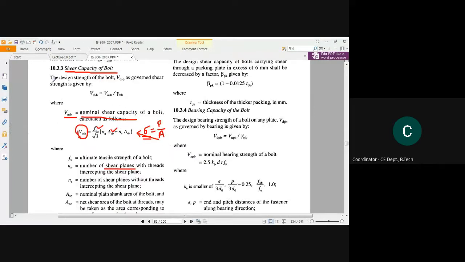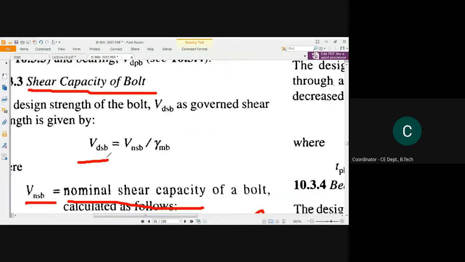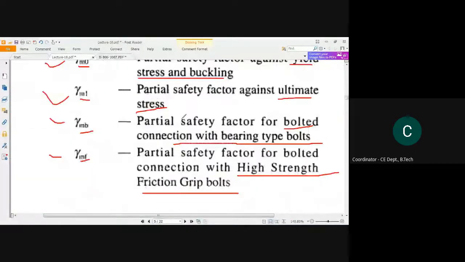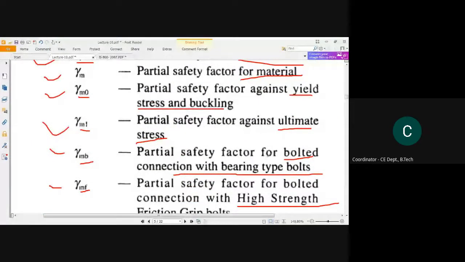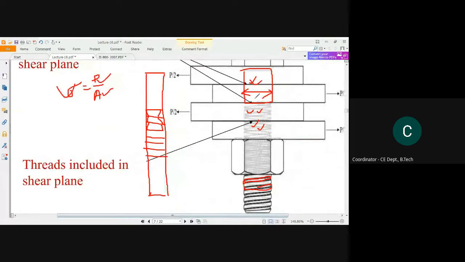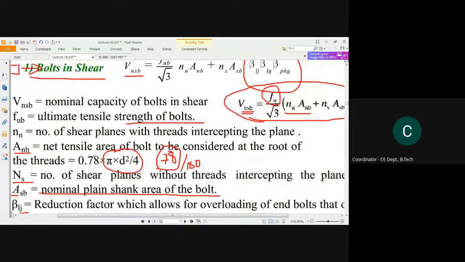Now we will consider the design strength. This will be the nominal and this will be the design strength value. This is represented as Vdsb. Vdsb is equal to the nominal shear capacity divided by gamma mb. Gamma mb is the partial safety factor for bolted connection with bearing type bolts. In this category, actually a bearing type phenomenon is occurring, so in the place of shear we are judging the shear capacity.